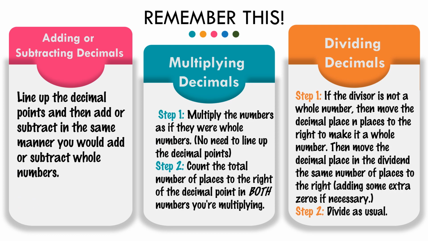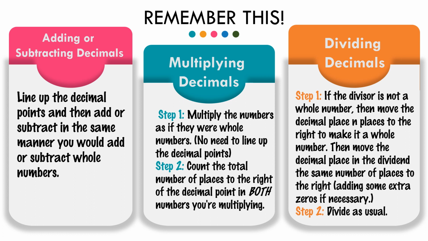Okay, here are now the rules of operations in decimals. For addition and subtraction, we just line up the decimal points and then add or subtract in the same manner that you would add or subtract whole numbers. You may opt to add zeros as place value holders for those missing decimals.